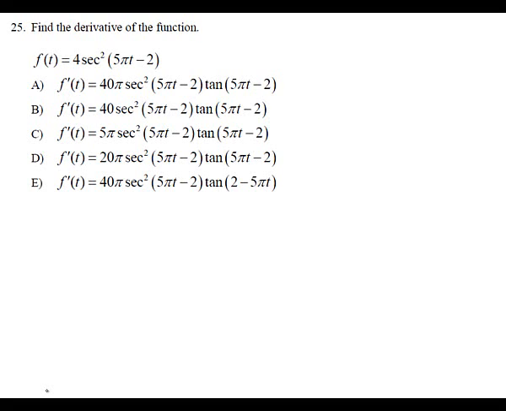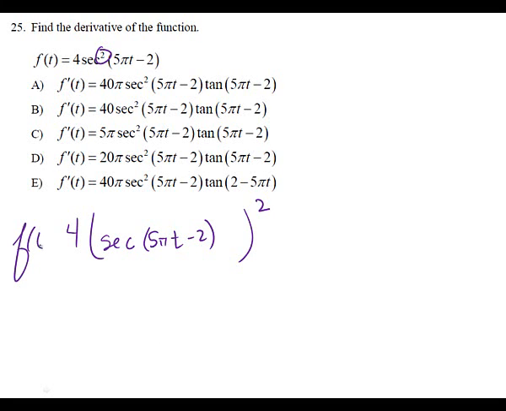Okay, let's look at this one. So we got to take the derivative of this. And it's a derivative, not an integral. I am going to rewrite it before I take its derivative, because it's got chain rule all over the place. 5 pi t minus 2, and then all squared. So I'm taking the squared from here, and I'm writing it outside. So this is still just f of t.